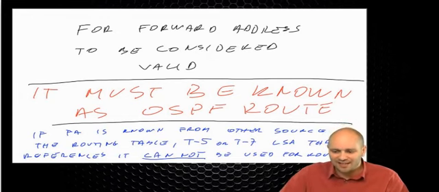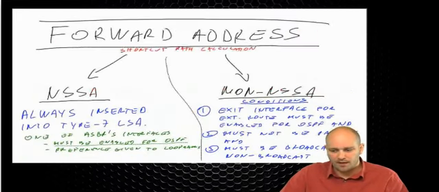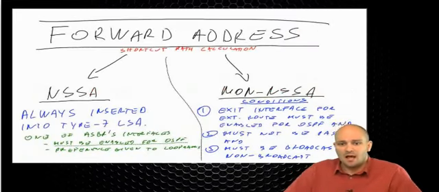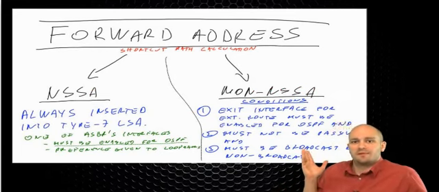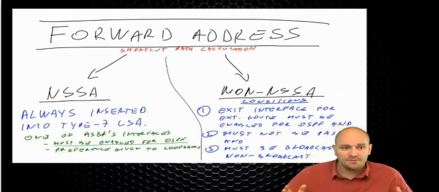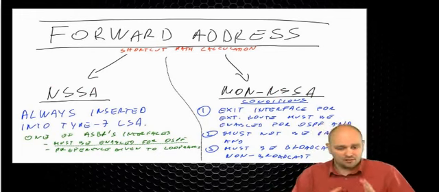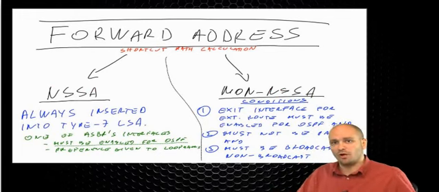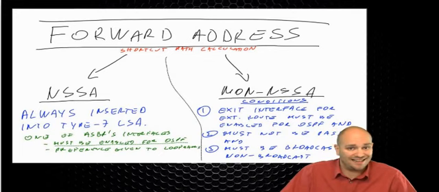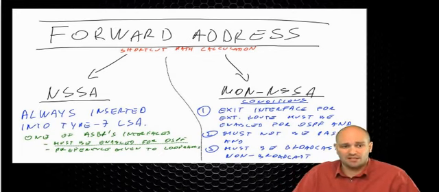I mean, just take a look at these rules. Unless you are a CCIE instructor who does this pretty much every day, who can possibly remember these? So keep this in mind and just remember that the forward address must be known from OSPF to be considered valid. If you know it from any other source, OSPF cannot actually use this information for routing.